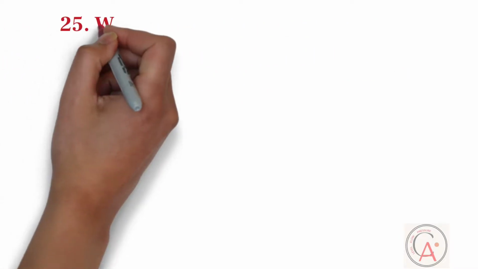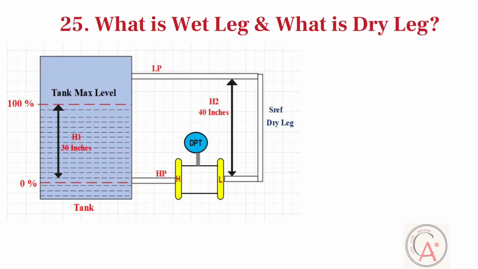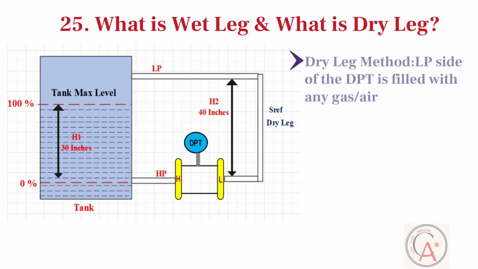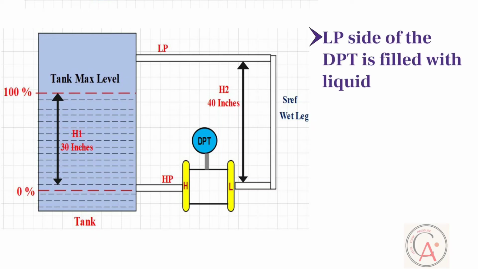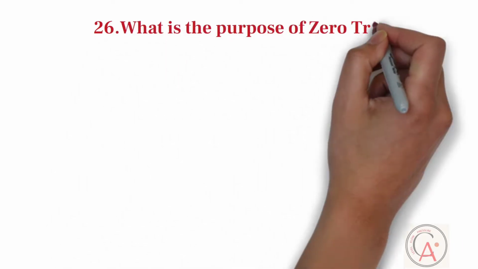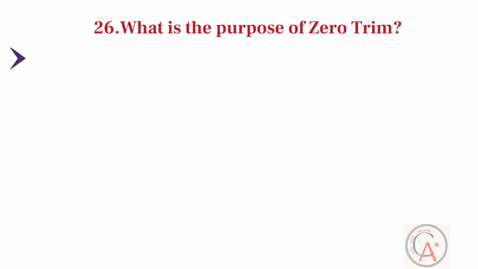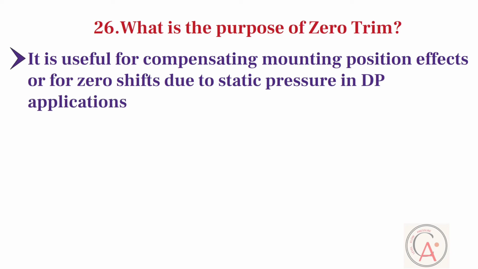25th question is, what is wet leg, and what is dry leg in level measurement? In dry leg method of calibration, low pressure side of DPT is filled with any gas or air. And in wet leg method of calibration, low pressure side of DPT is filled with any liquid. Next question is, what is the purpose of zero trim in pressure transmitter, and in differential pressure transmitter? Zero trim is useful for compensating mounting position effects, or for zero shifts due to static pressure in differential pressure applications.